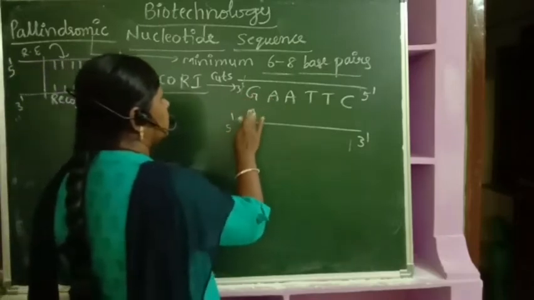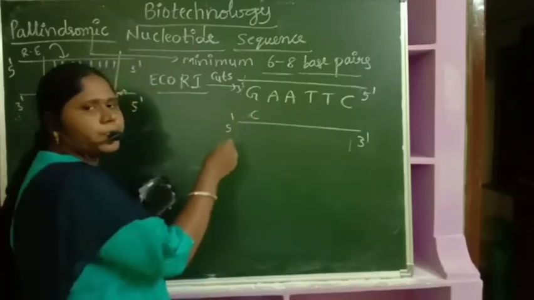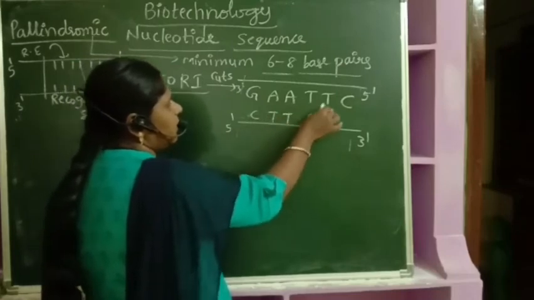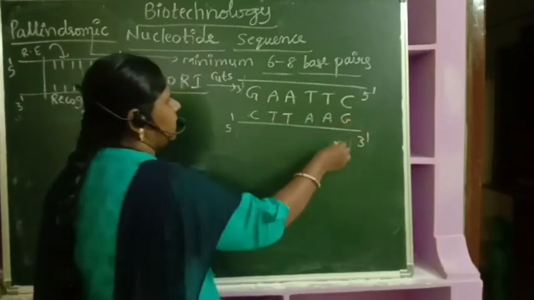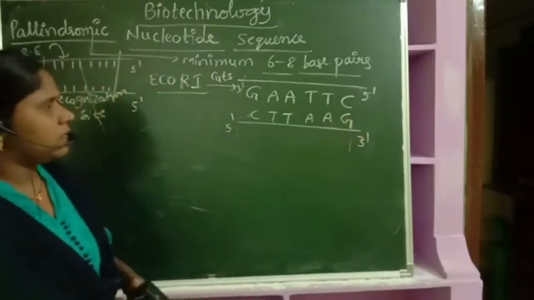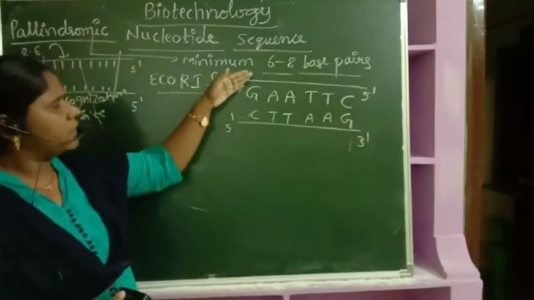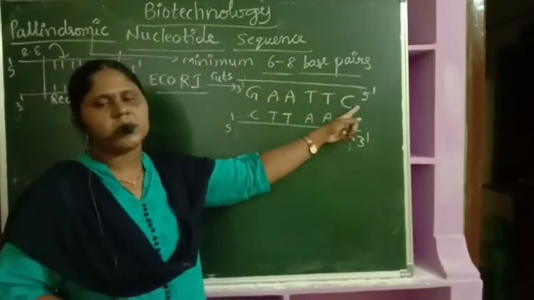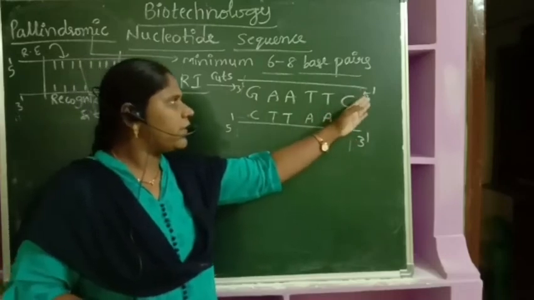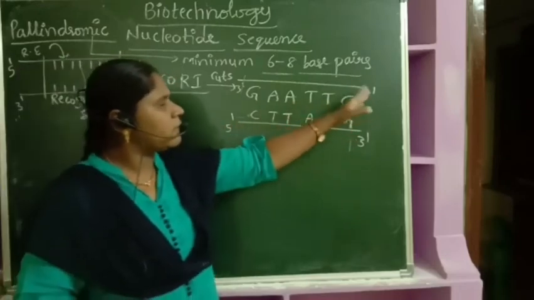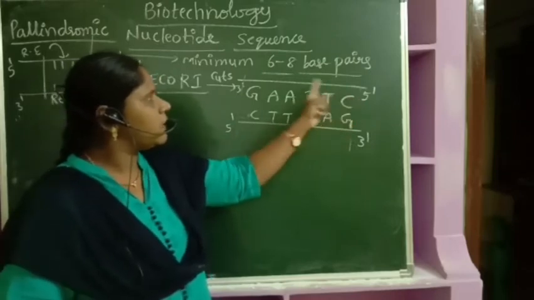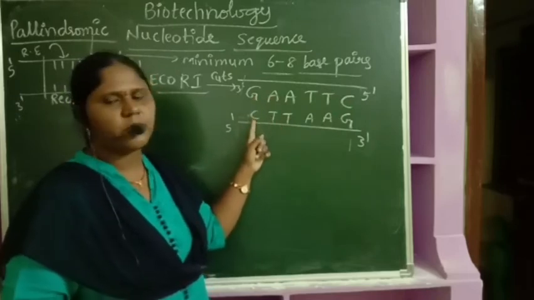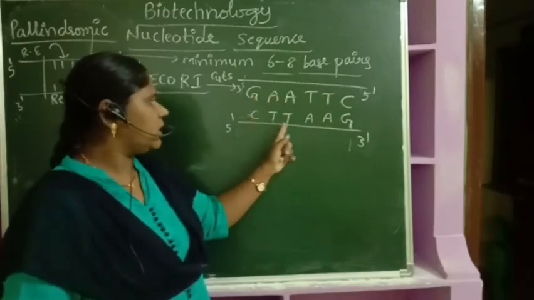Here you find G always pairs with C, A always pairs with T, A pairs with T, T pairs with A, T pairs with A, and C pairs with G. That means if you know the sequence of one strand and read from 3' to 5', the same thing will be there from 5' to 3' on the opposite side. C, T, T, A, A, G is the same thing you find on the opposite strand.